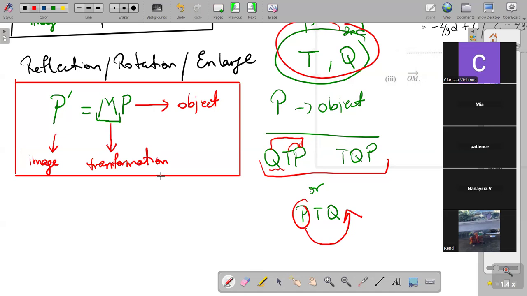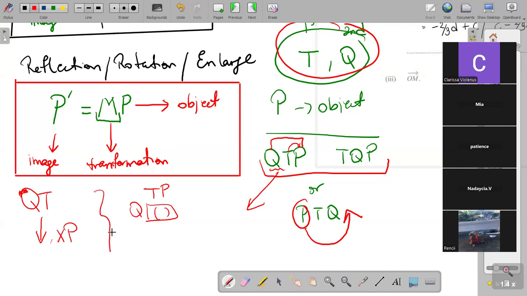So this is something that you should know. You could work this out in two ways. The first way is to find TP first. And when you get your answer, then you find QTP because you know you got one matrix for this, right? Or you could multiply Q and T and then get one transformation and then multiply it by P. Everybody see the two options? You can multiply TP first, and then whatever you get, you multiply Q after. Or you can multiply the two transformations, get one mega transformation, and then multiply by P.